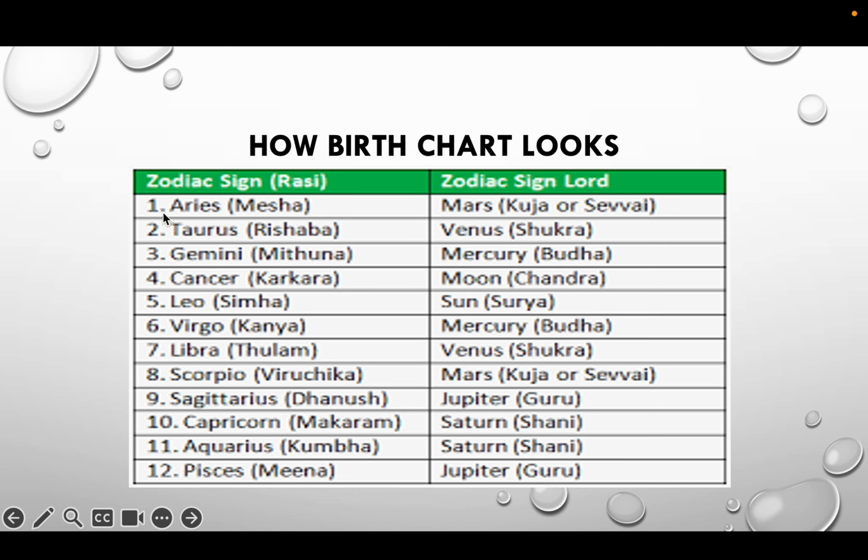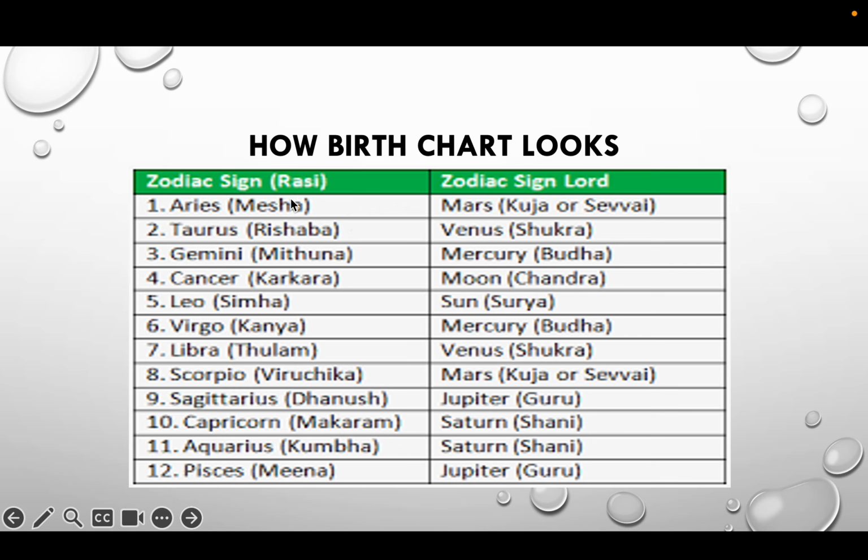You need to remember each number with its zodiac sign. If I say number 1 sign, that represents Aries. If I say number 4 sign, that represents Cancer. Number 8 sign represents Scorpio. So you need to learn these zodiac signs in sequence.